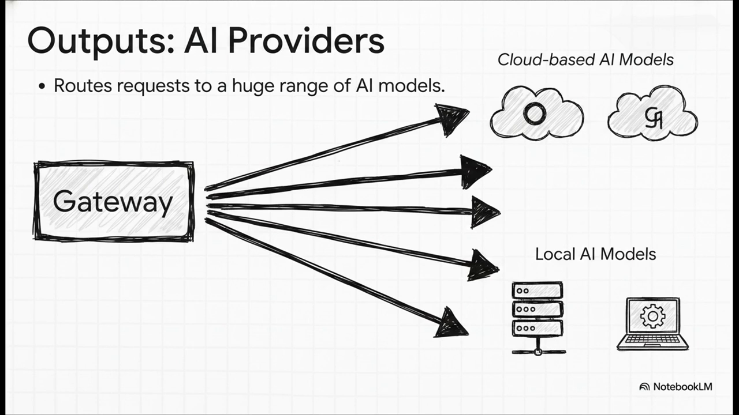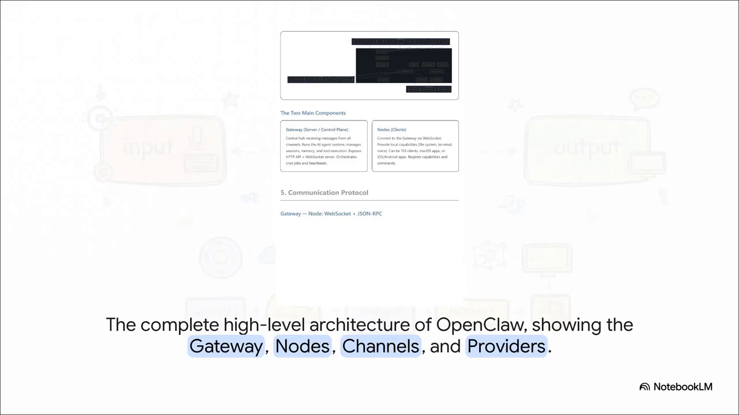And on the other side, where does the actual thinking get done? This is where that provider-agnostic principle just shines. The gateway can send requests out to a huge range of AI models, Anthropic's Claude, OpenAI, Google Gemini, or even a local model running on your own machine through Llama. And when you put all of those pieces together, you get this. This is the complete high-level architecture. You have a central control plane taking messages from tons of channels, processing them with its core internal services, routing tasks to any AI model you want, and interacting with nodes for local capabilities. That right there, that's the big picture of OpenClaw.